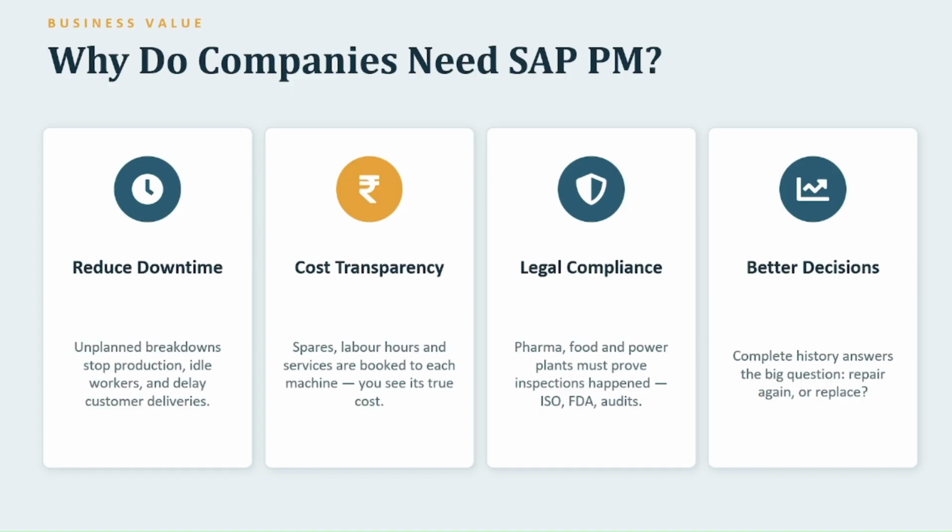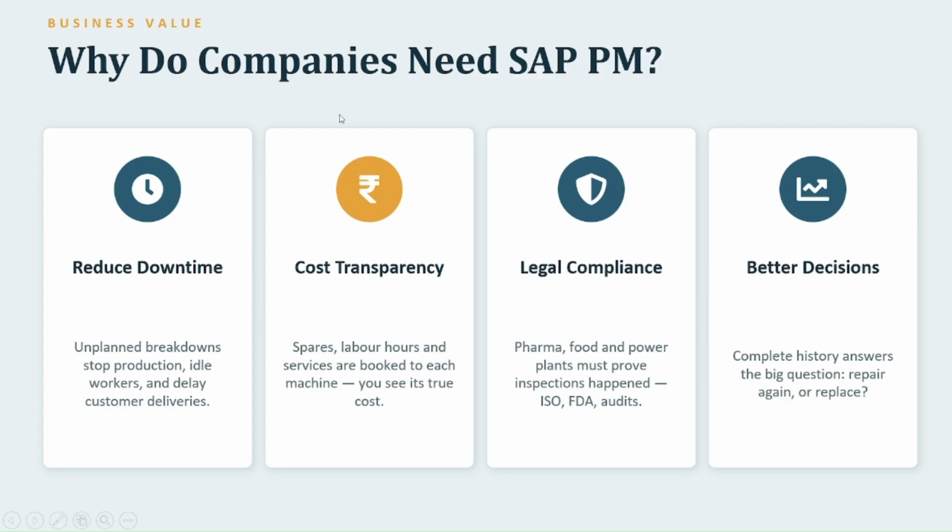and delaying production means delaying the delivery of the product to the customer, and it is indirectly a loss to the company. So it reduces unplanned breakdowns, stopped production, idle workers, and delays in customer deliveries. This is one major reason why companies need SAP PM.